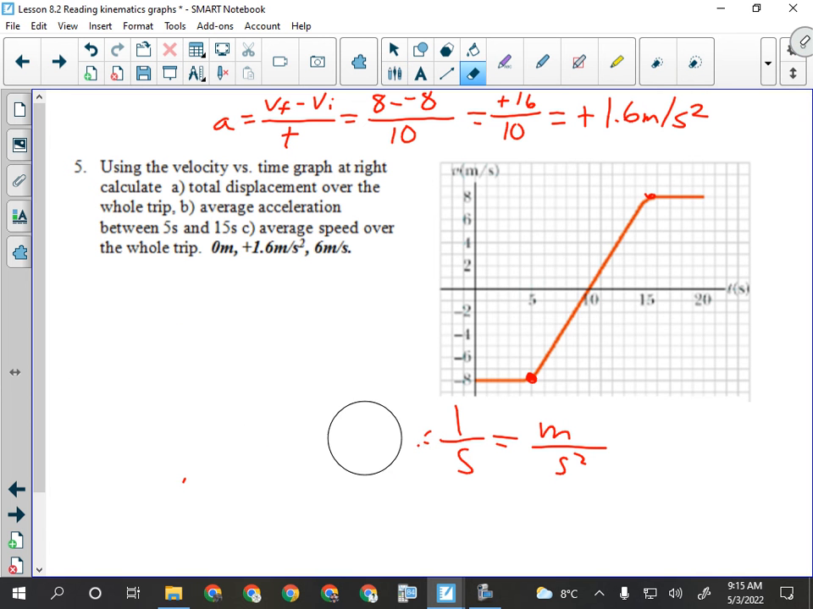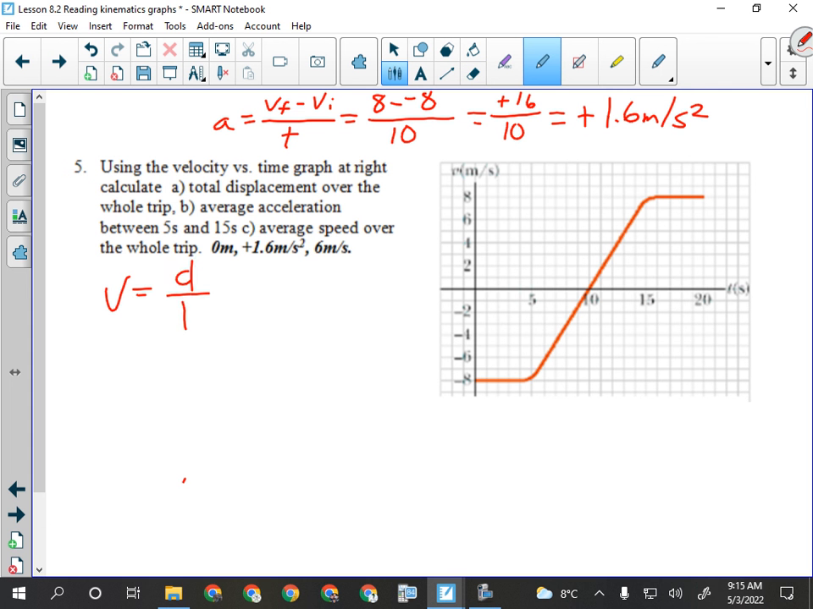And then for part C, we had to calculate the average speed. Average speed is total distance divided by total time. In order to get the total distance, I actually have to calculate the total displacement and then just make everything positive. So that means doing the shapes. All right, do I need to bother calculating the ones on the top? No, I already know they're the same. So again, I can save myself some work.